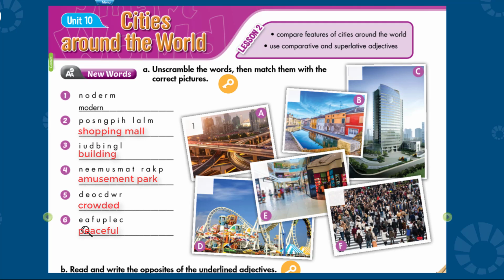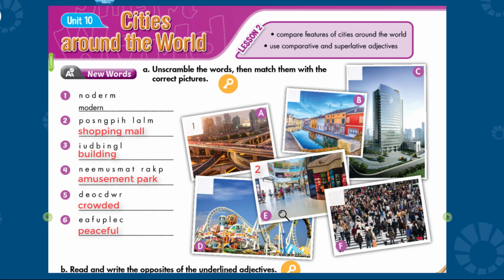Right, very good. So, modern with picture, they already gave us picture letter A, right? Người ta đã cho sẵn chúng ta bức tranh A là có nghĩa là gì đây? Modern, hiện đại, right? And the second one, shopping mall. Shopping mall, trung tâm thương mại, trung tâm mua sắm. Which picture here? Yes, good job, everyone. Picture letter E. Picture letter E is shopping mall.